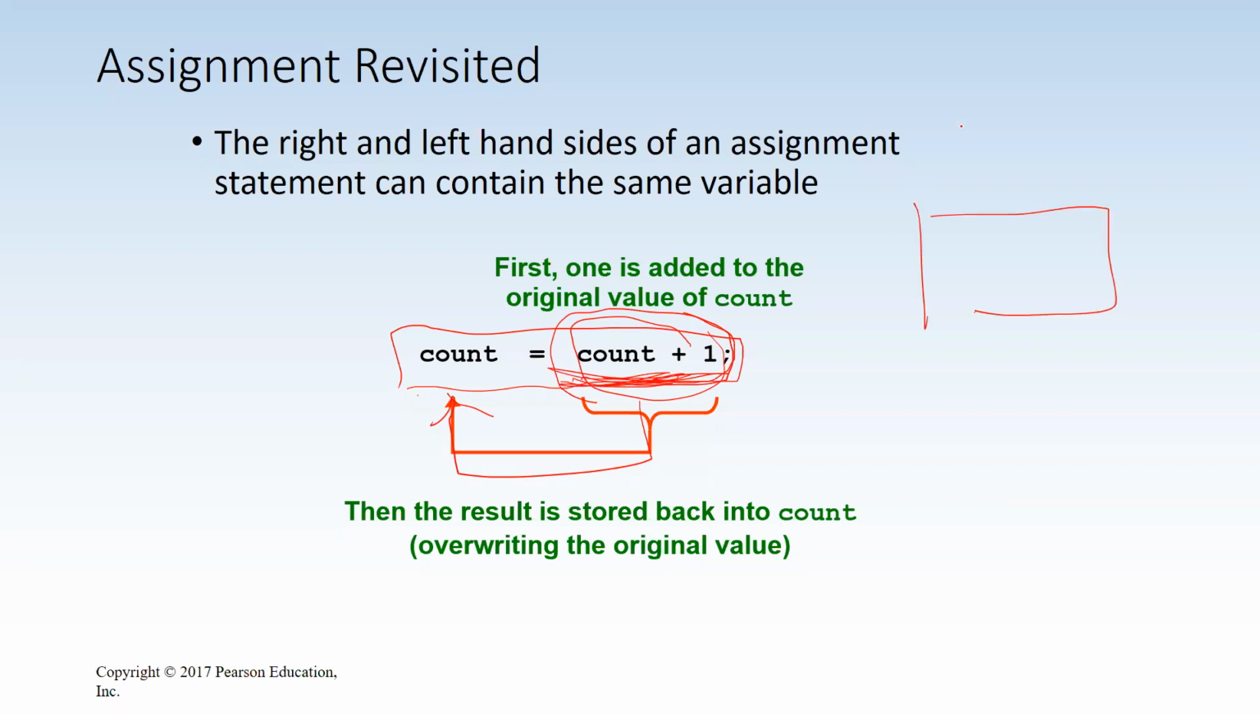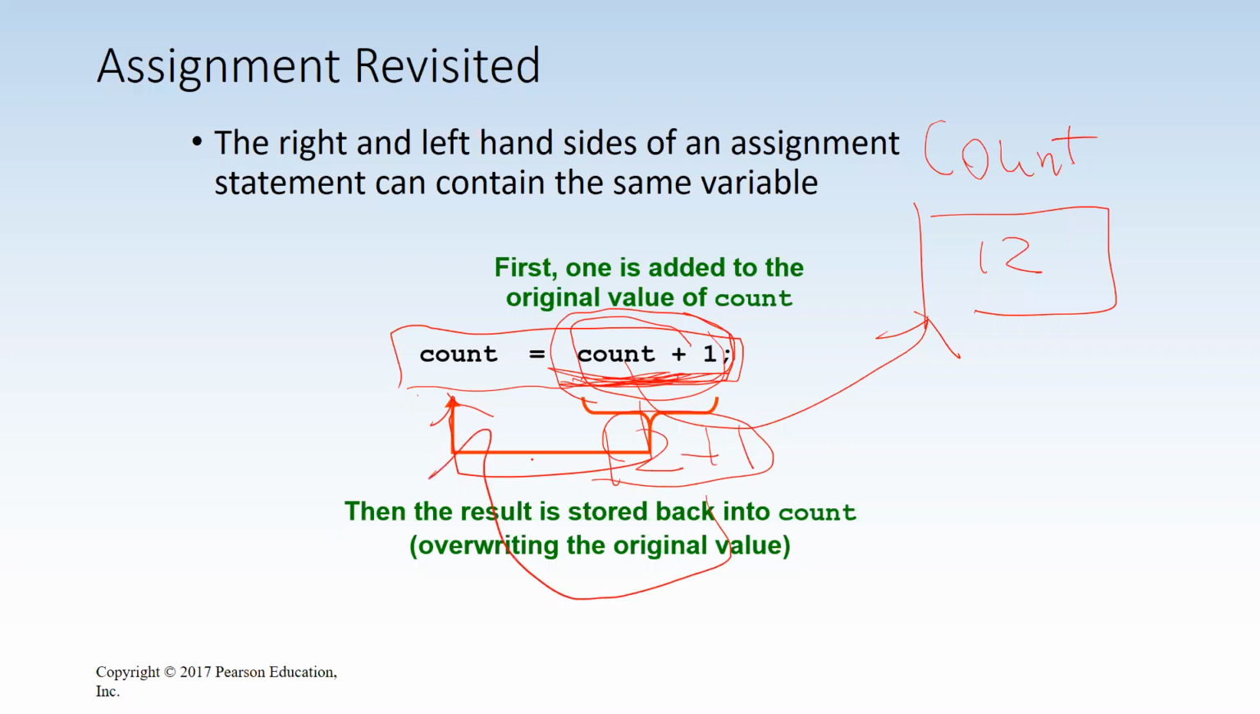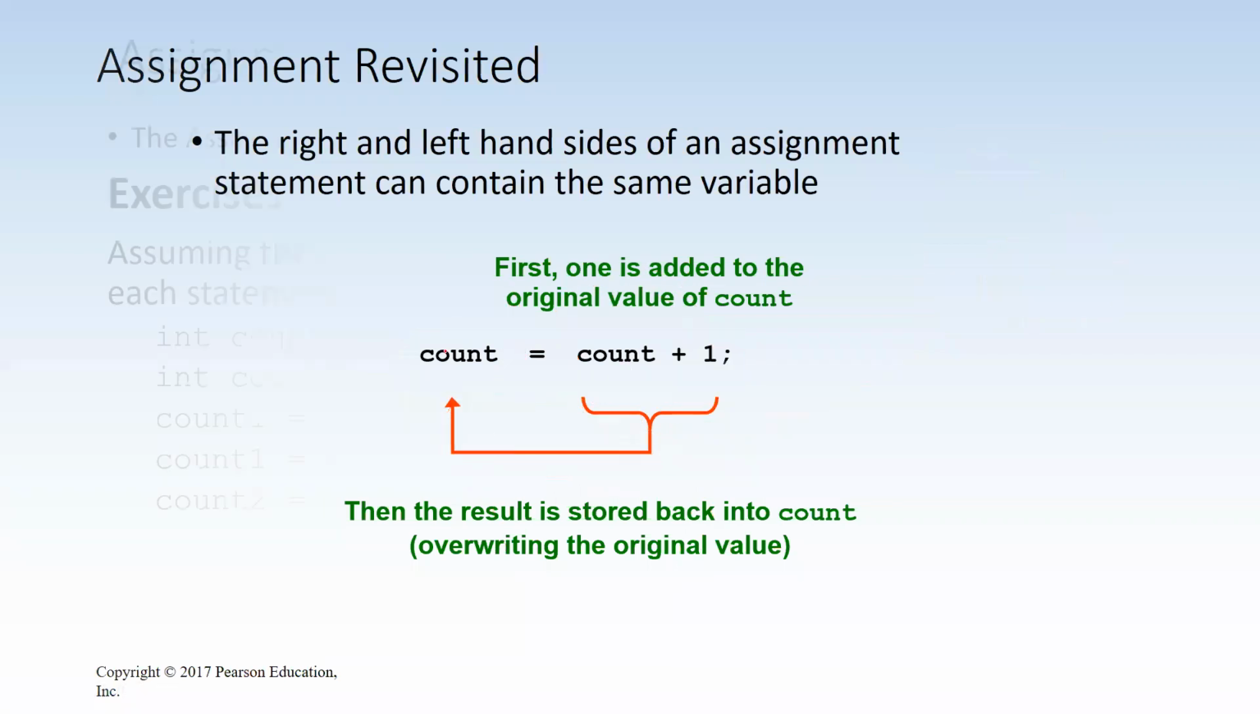If you have a variable named count in your memory, and it has the value of 12, what this does is go to that memory location, get 12, and then add 1 to it. Now you have 13, and then it places that 13 into that location. Now it's 13. So always this side first. Remember, your left-hand side should always be a single variable, which is the destination.